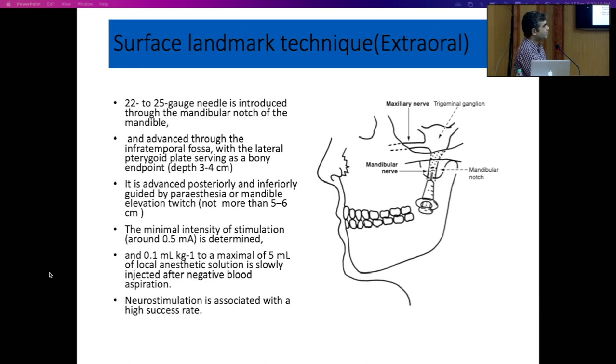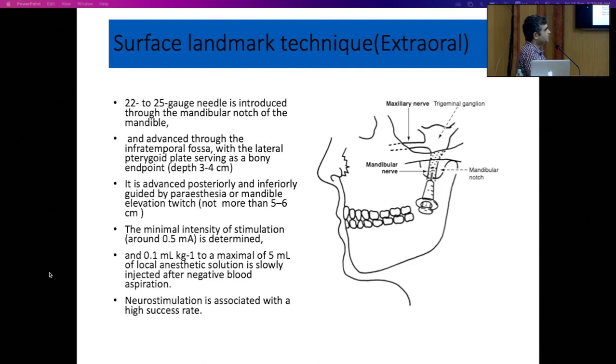So the surface landmark is the same as for the maxillary. We are again using the mandibular notch here, but we enter the skin perpendicular to the mandibular notch. Then we advance to the infratemporal fossa with the lateral pterygoid plate serving as a bony endpoint. The depth is usually 3 to 4 centimeters, mostly 4 centimeters. For the maxillary, we advance superiorly and anteriorly, but here we advance posteriorly and a little bit inferiorly.